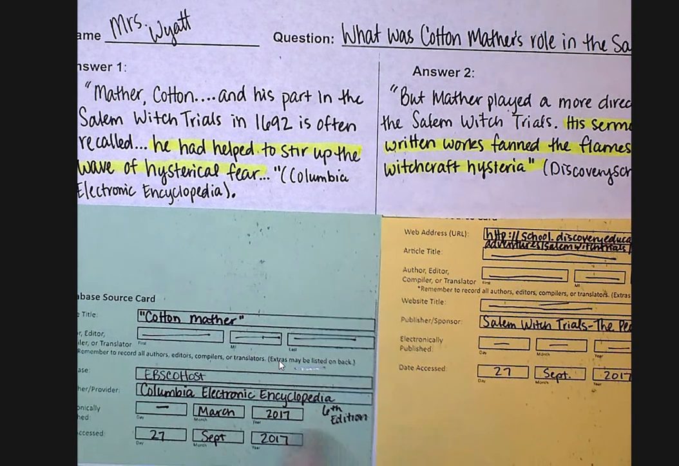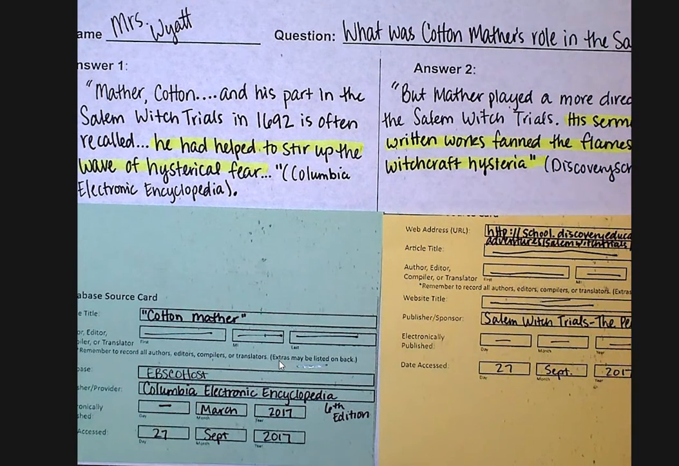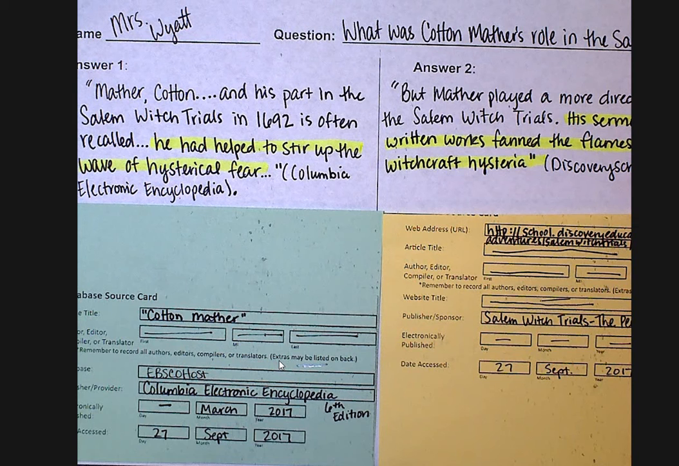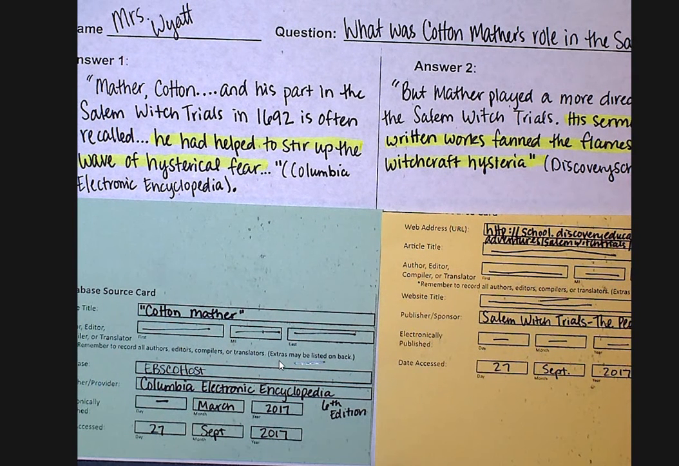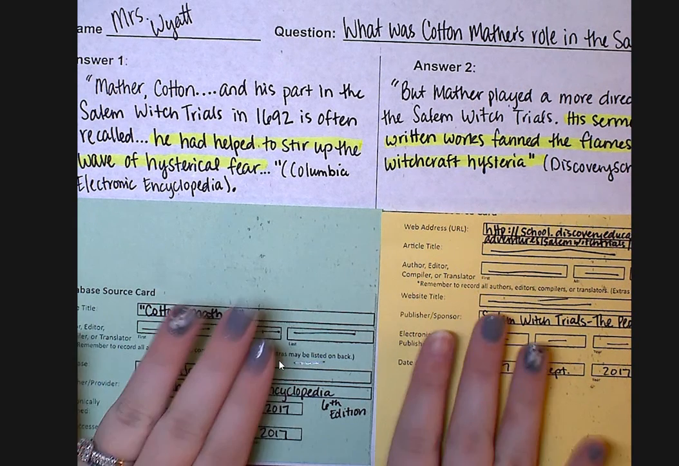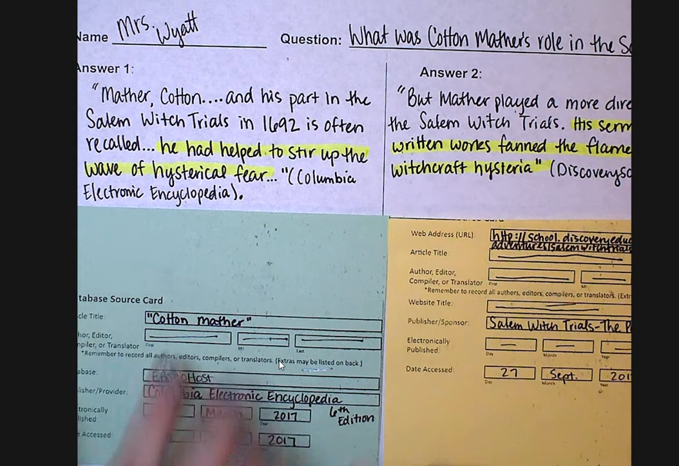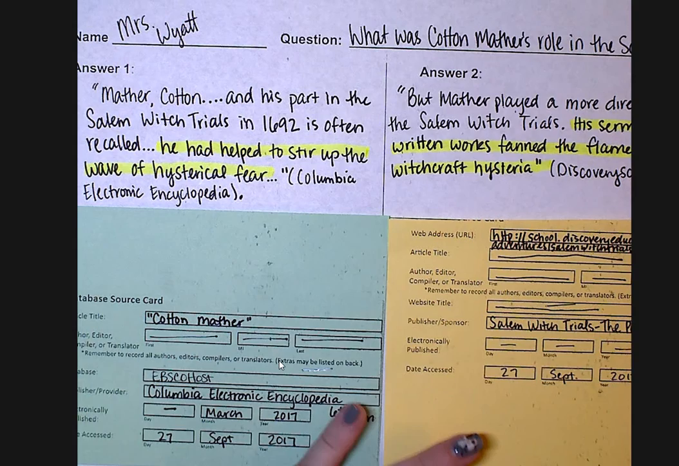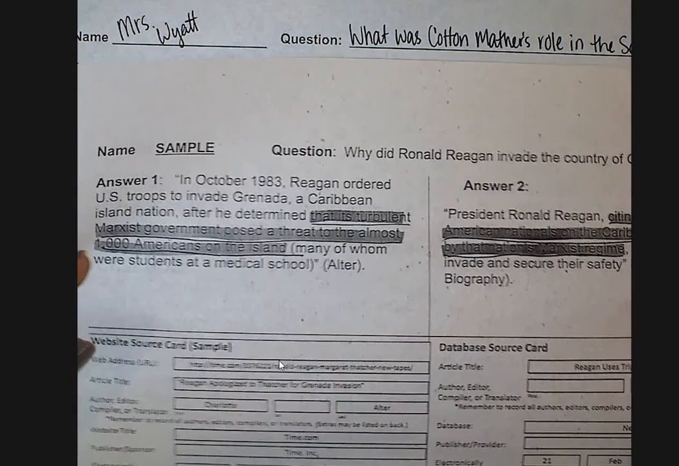Now this is what you'll turn in to me. How many of these will you turn in to me? 6. Okay? Because why 6? You have 6 questions. So when you're finished, you will turn in 6 of these to me. Was this one of them or no? No, this is just a sample. This goes with the thing that I showed you yesterday. Do you remember this one? The Ronald Reagan and Grenada?